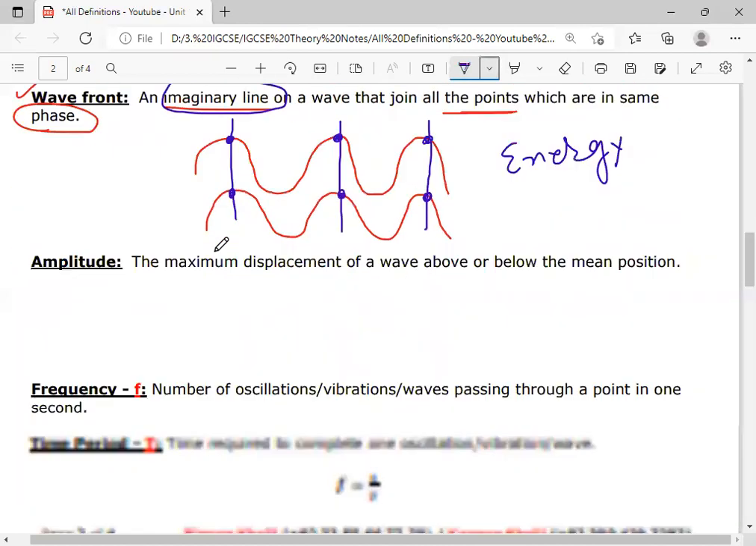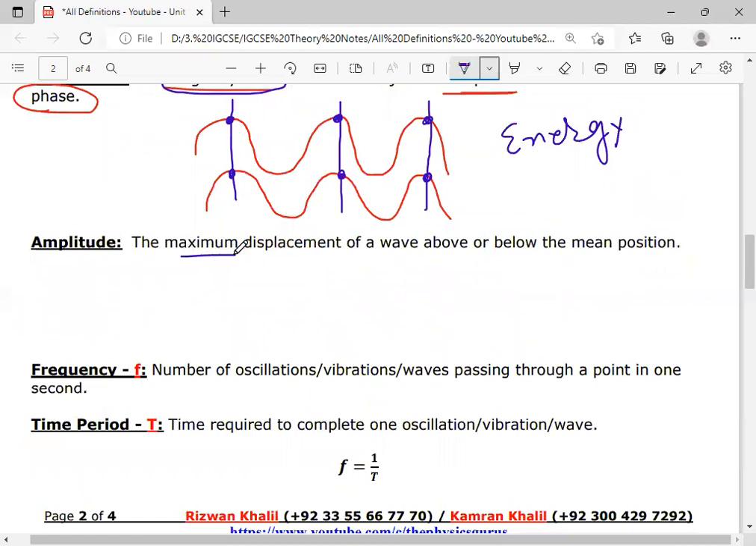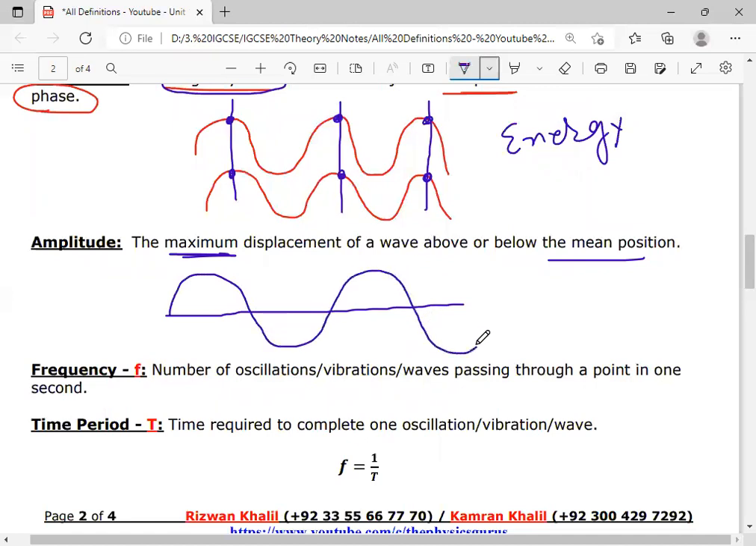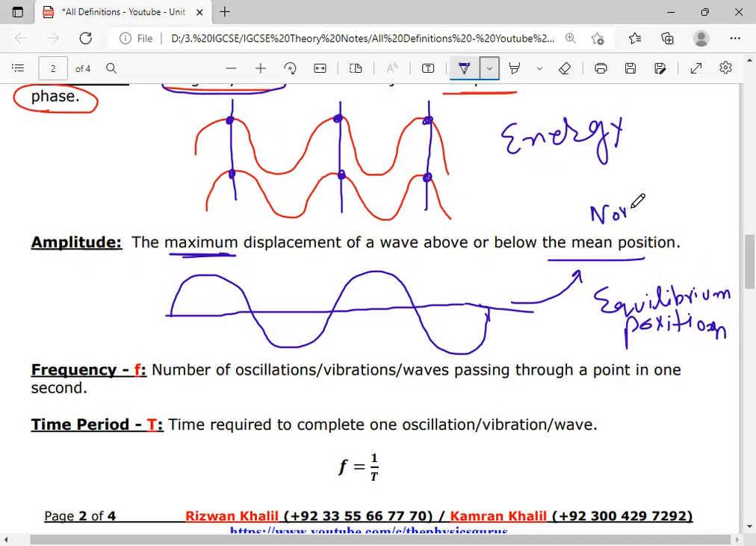Then here comes the next definition, that is amplitude: the maximum displacement of a wave above or below the mean position. Let's suppose I draw the wave like this, then this line is called the mean position or equilibrium position, or it can also be termed the normal position. So different terms can be used for this line.